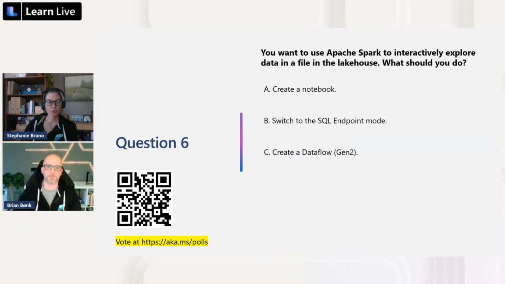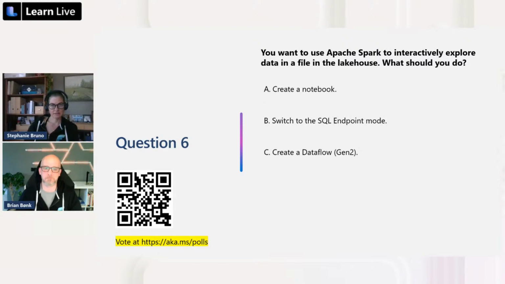Question 6. You want to use Apache Spark to interactively explore data in a file in the Lakehouse. What should you do? A, create a notebook. B, switch to the SQL endpoint mode. Or C, create a data flow Gen 2.